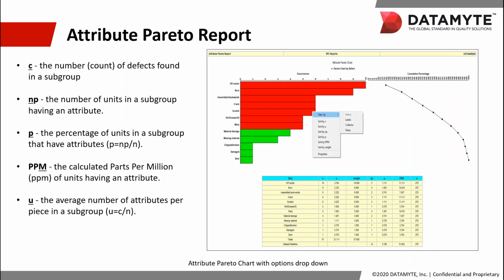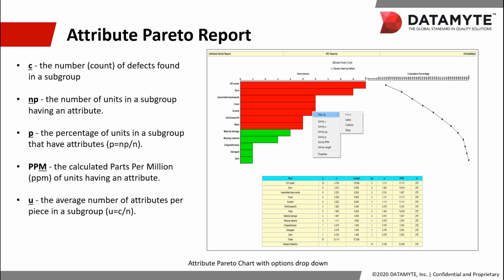Attribute Pareto report. The attribute data is an inspection strategy evaluating the product for either the presence or absence of defects, such as dents, scratches, or cracks, or verifying the label is properly placed and legible, or the result of data that is measurable but recorded as pass or fail, as when using a go or no-go gauge. Data collection strategies include the number of defective parts in a lot, the number of defects on a part, or the percent of defects likely to be found in a lot.